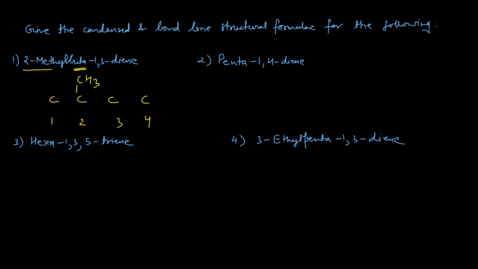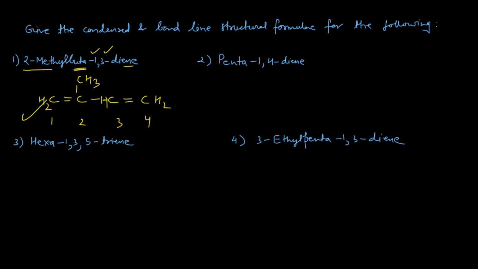And after that, at positions 1 and 3, dienes are there. So double bond here and double bond here. Connect this with a single bond. This would be your CH2, right? This would be your CH2. This would be your CH. This would be your CH. Okay, this is how you can write.